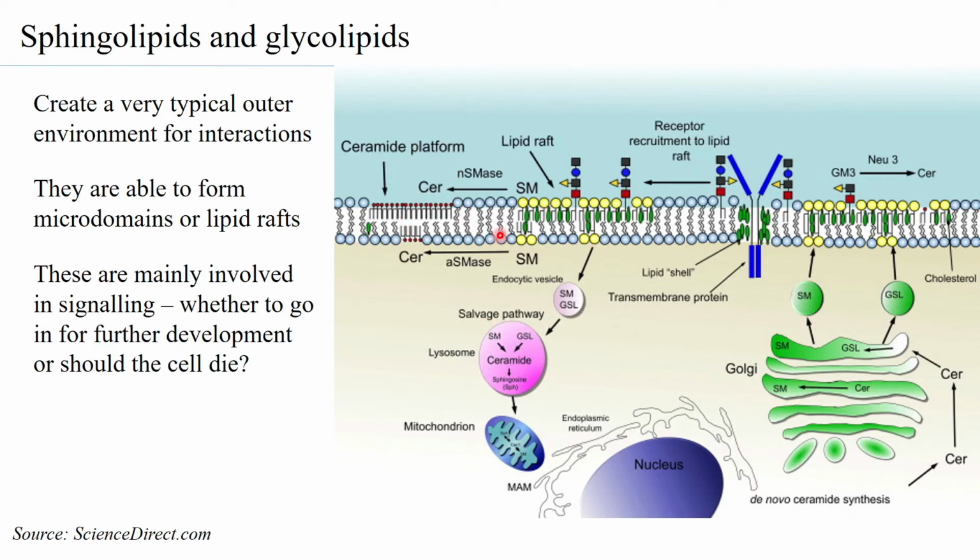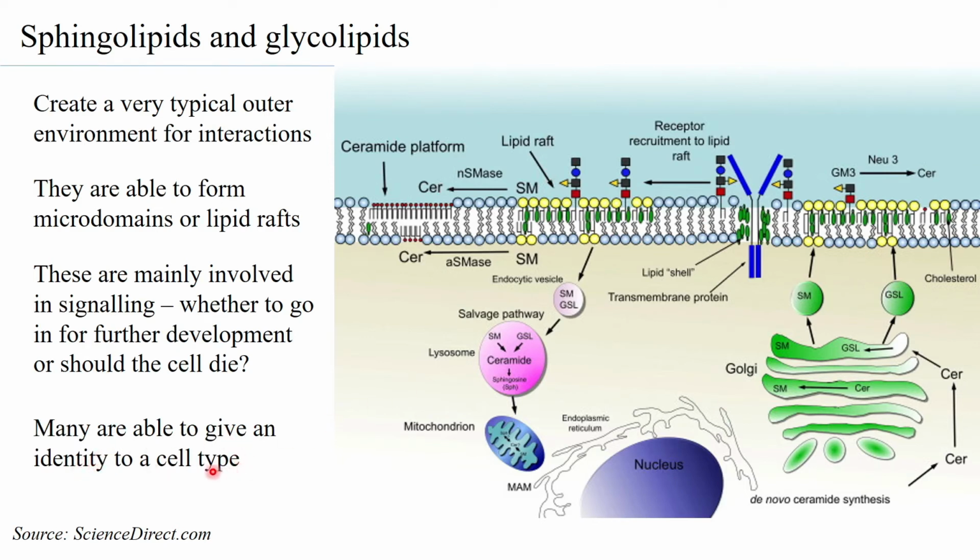So we say that a glycolipid can be metabolized to give rise to a lipid messenger, and that lipid messenger will give a signal to another molecule, which will give the signal to another molecule, and then you can have a cascade of signals, and that cascade of signals finally leads to some kind of physiological response. So questions like whether a cell should go in for development further or whether a cell should die, even such questions are addressed by the sphingolipids and the glycolipids that are present on the surface of the membrane.